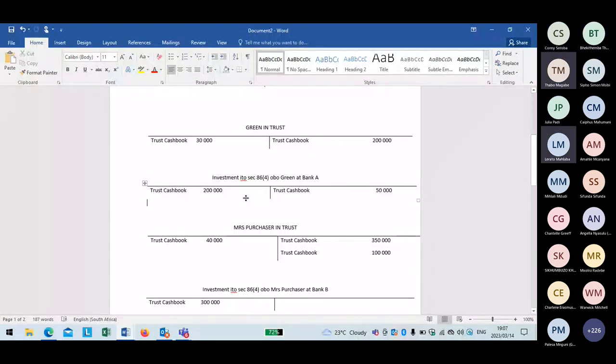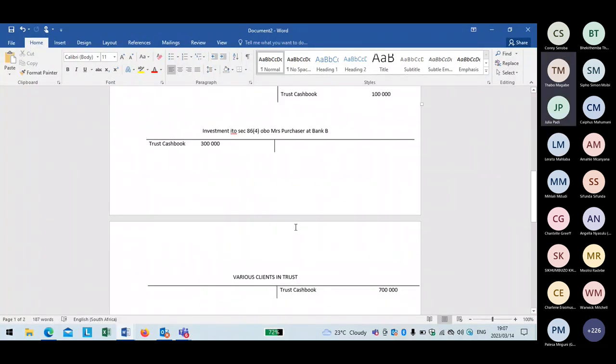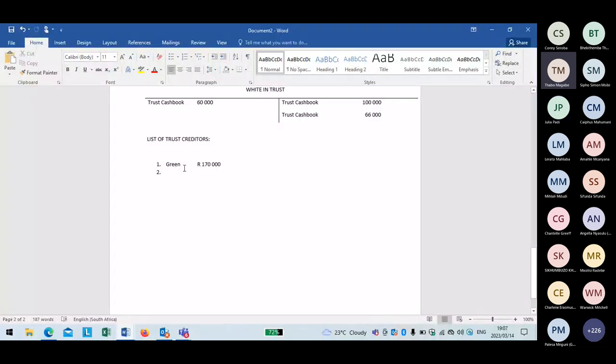So effectively, if you go to our list again, what it means is that Green has 170,000 with us, his attorneys. But if we go to the trust account, we will not find this 170,000. Why will we not find this 170,000? Because we invested 150,000.